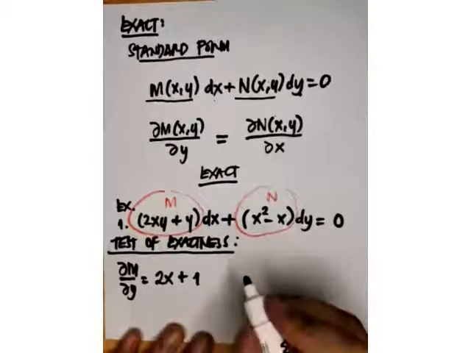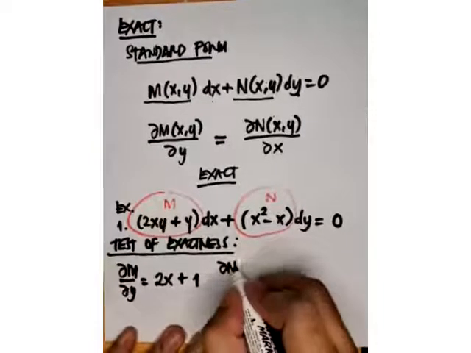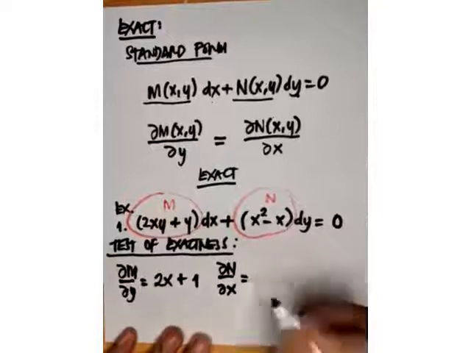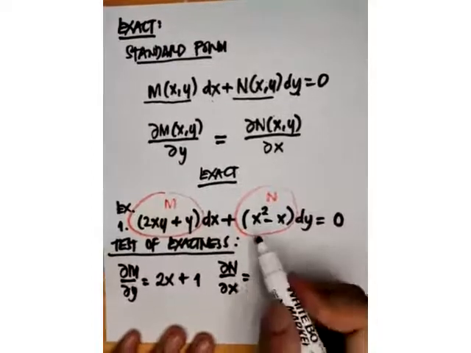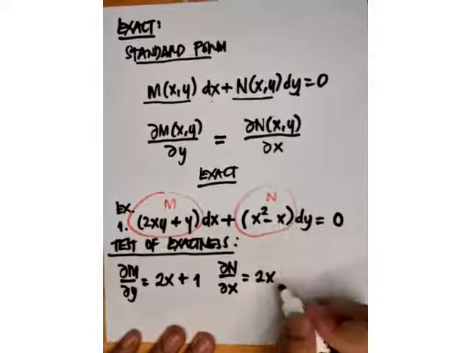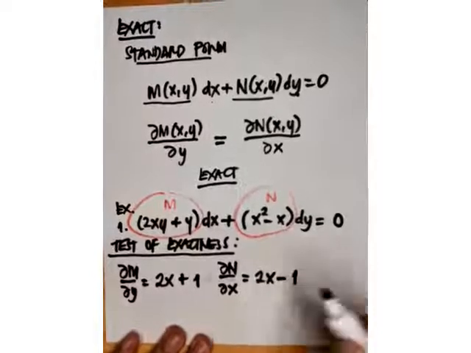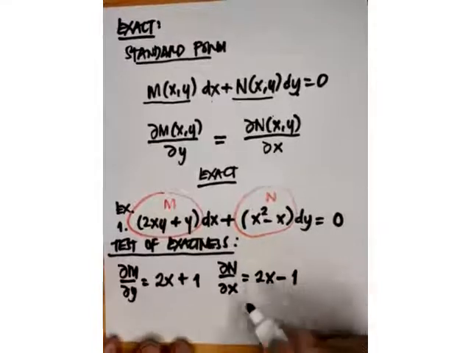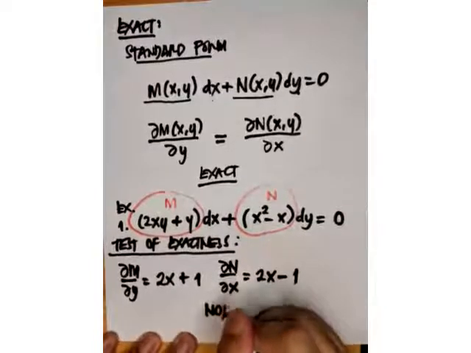None. Okay, now let's go to the partial derivative of N, this time with respect to x. So all the y's are constant. What is the derivative of x squared? 2x. Minus the derivative of x, which is 1. Are they equal? They're not equal, so therefore the equation is not exact.